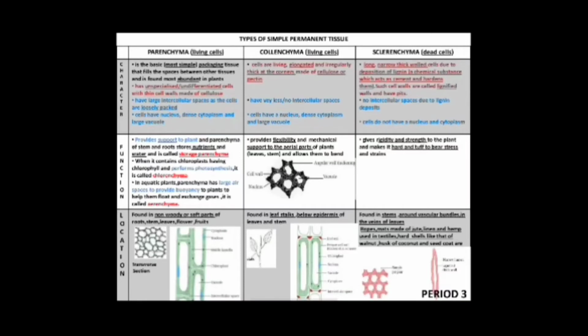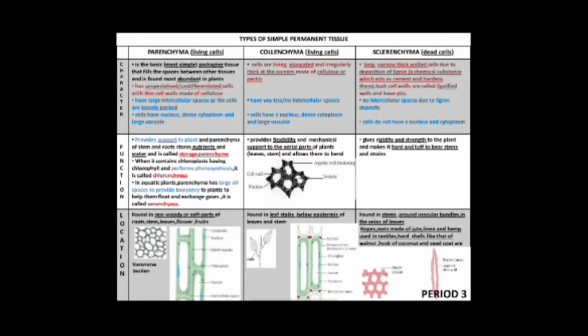First, parenchyma. It is a basic, most simple packaging tissue that fills the spaces between other tissues and is found most abundant in plants. Whereas collenchyma, the cells are living, elongated, and irregularly thick at the corners, which are made up of cellulose or pectin. Then there is sclerenchyma. The cells of these tissues are long, narrow, thick walled due to deposition of lignin, which is a chemical substance which acts as cement and hardens them. Such cell walls are called lignified cell walls and have pits.